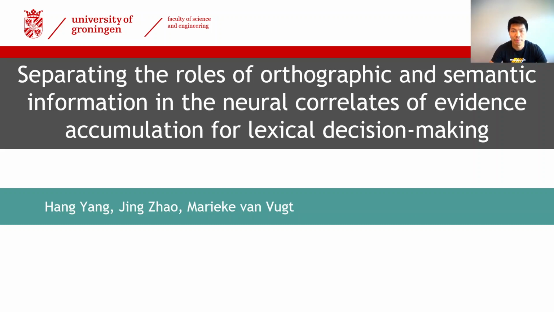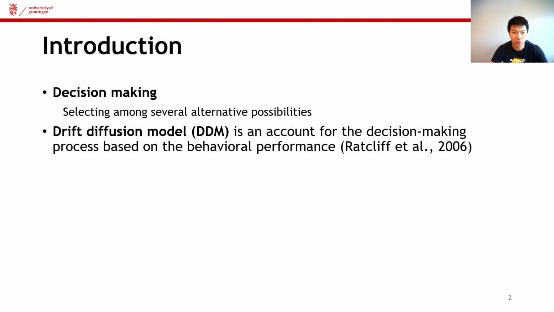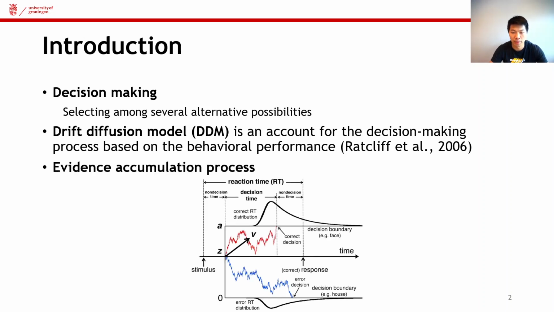My presentation is about separating the roles of orthographic and semantic information in the neural correlates of evidence accumulation for lexical decision making. As you might know, decision making is about selecting among several alternatives. One prevalent account for the decision making process is the drift diffusion model. The model proposes that decisions are made through evidence accumulation, where the evidence accumulates across time until it reaches a decision boundary, and therefore a decision is made.